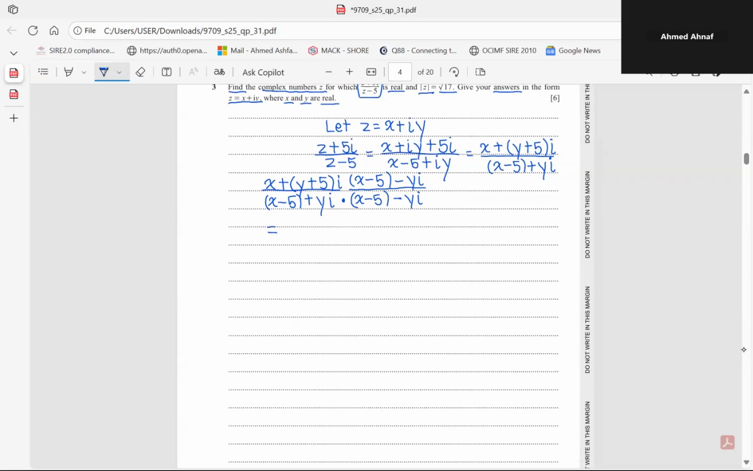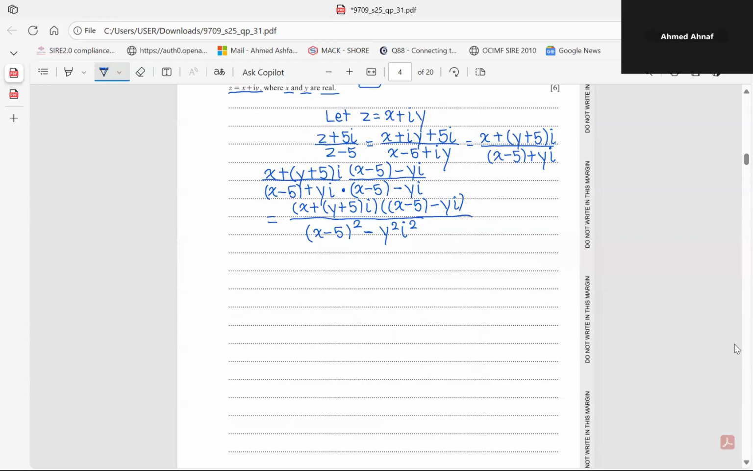So our denominator would be (x minus 5) squared minus y squared i squared. And then our numerator would be x plus (y plus 5)i times (x minus 5 minus yi). So let's simplify this.